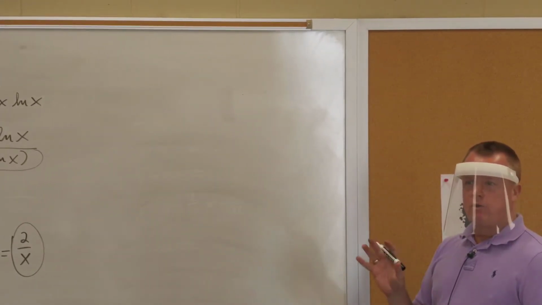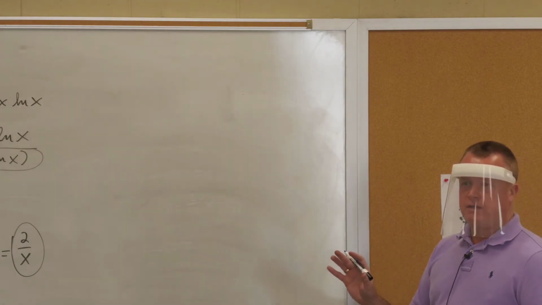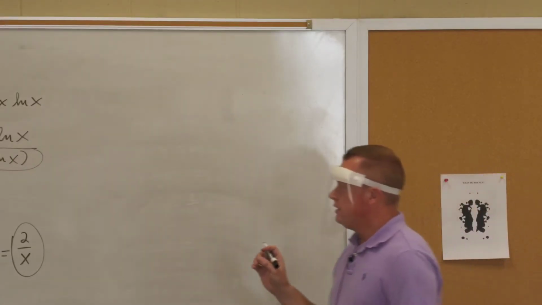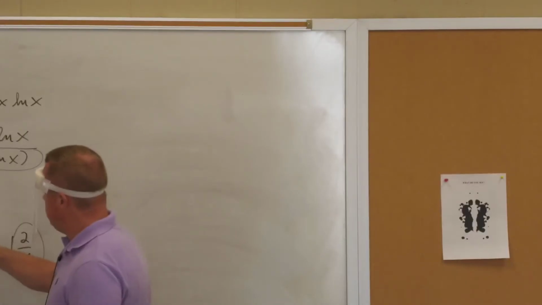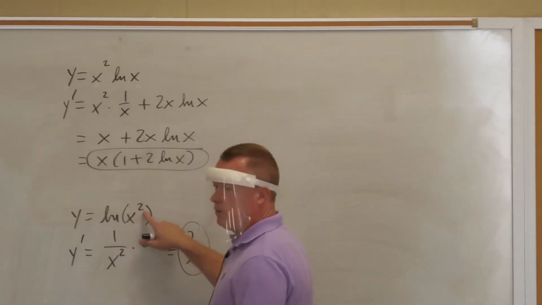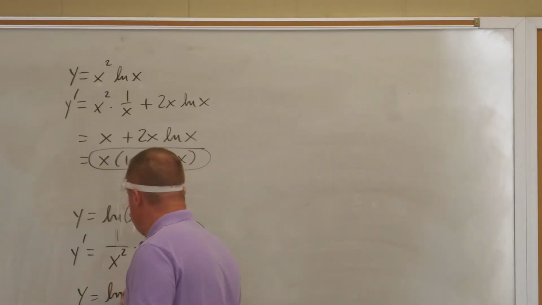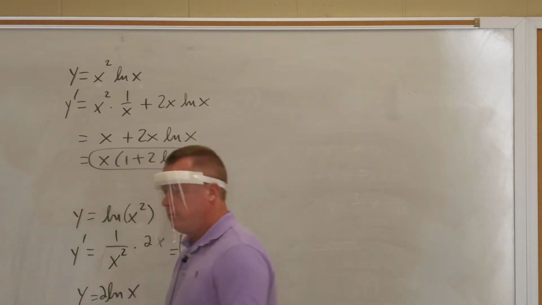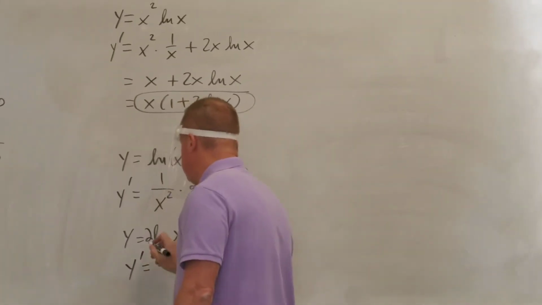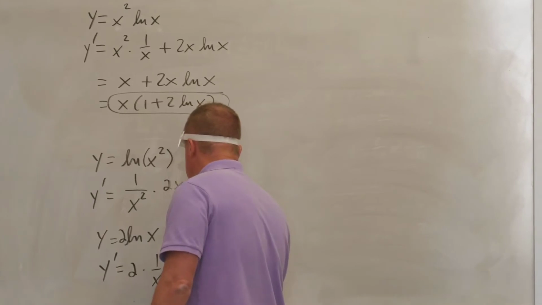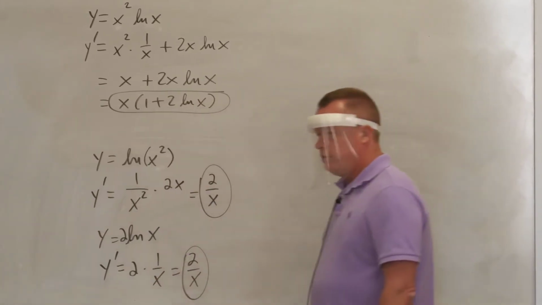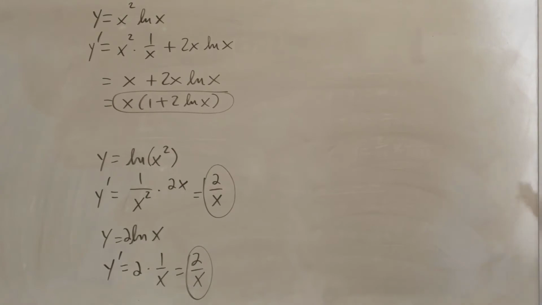If you remember your logarithm properties, there's a property that says if you've got the ln of x to a power, that's the same thing as moving that power to the front. So ln of x squared is the same thing as 2 times ln x. If I take the derivative of this, I would just say 2 times 1 over x, which gives me 2 over x. Either way works. Questions about that?